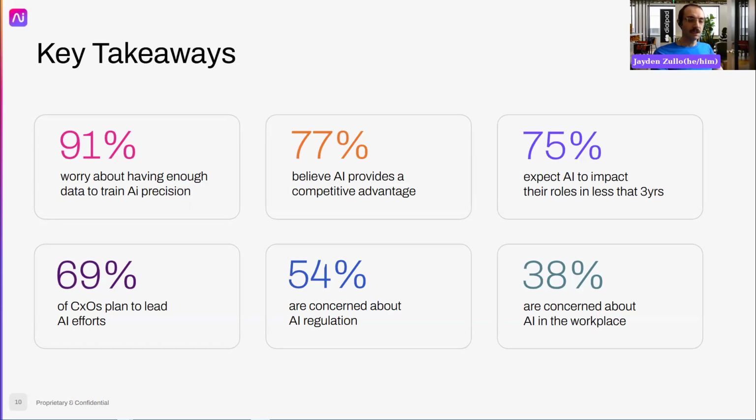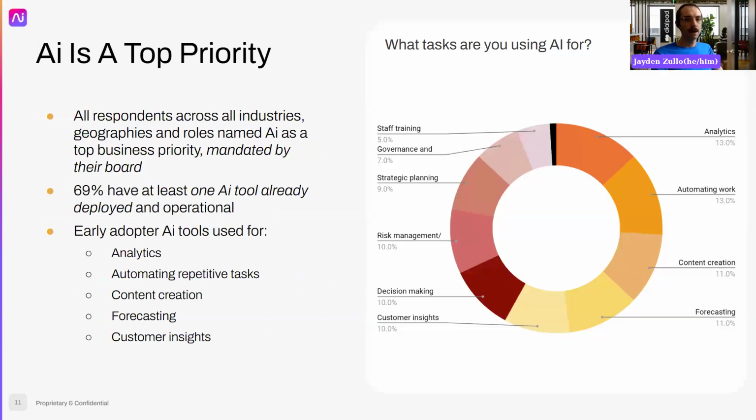And then the final statistic there, 38% are concerned about AI in the workplace. This is similar to the one above. You may not necessarily understand what that means, and that's because this is the key takeaway slide. So we'll be able to go into detail around why less than half are concerned about AI in the workplace and its effect on people's roles and their morale. Let's get into the weeds around this. Okay, so let's start at the top.